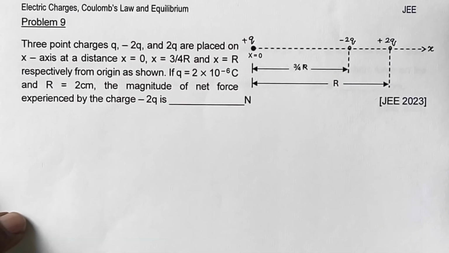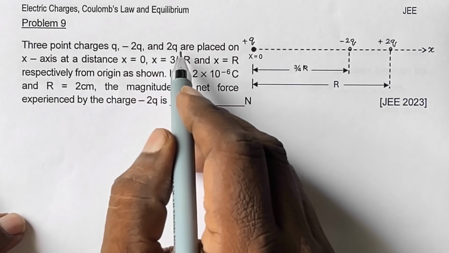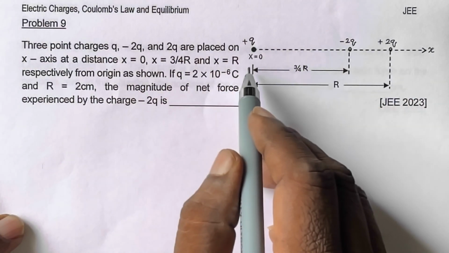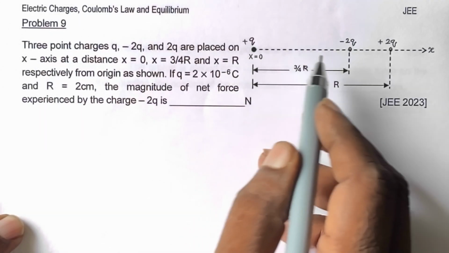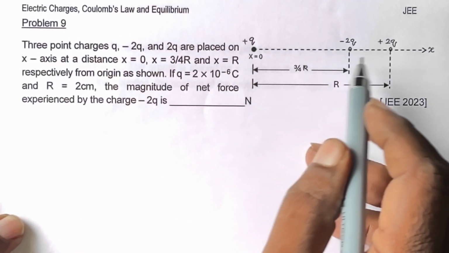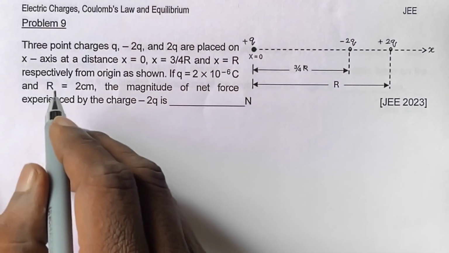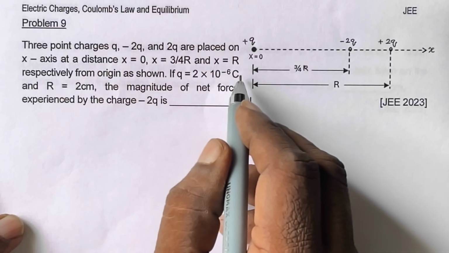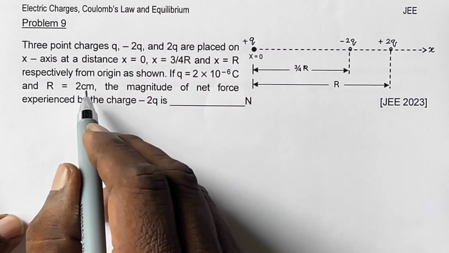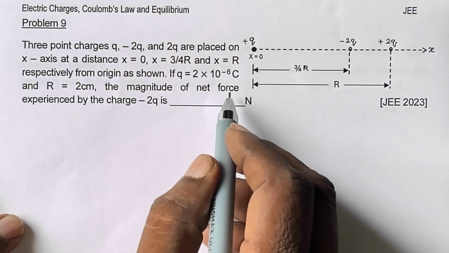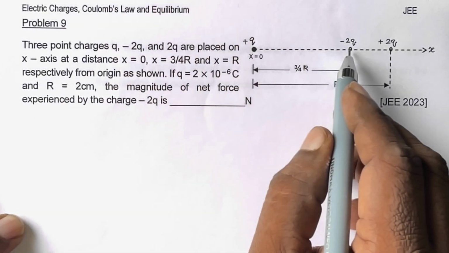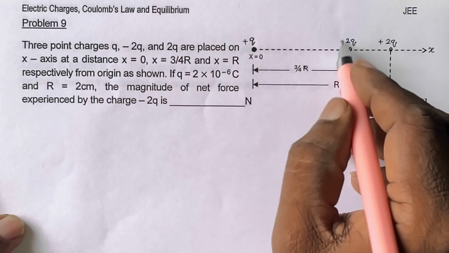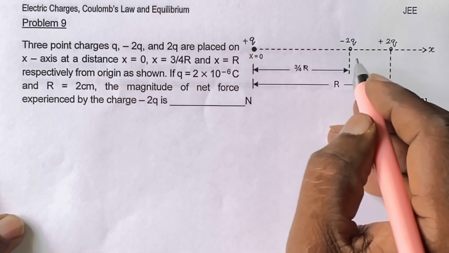In this problem, 3 point charges q, minus 2q and plus 2q are placed on the x-axis at distances x is equal to 0, x is equal to 3 by 4r and x is equal to r respectively from the origin, as shown. If q is equal to 2 into 10 to the power of minus 6 coulomb and r is equal to 2 centimeter, the magnitude of the net force experienced by charge minus 2q is, see here we have to calculate the net force on minus 2q.